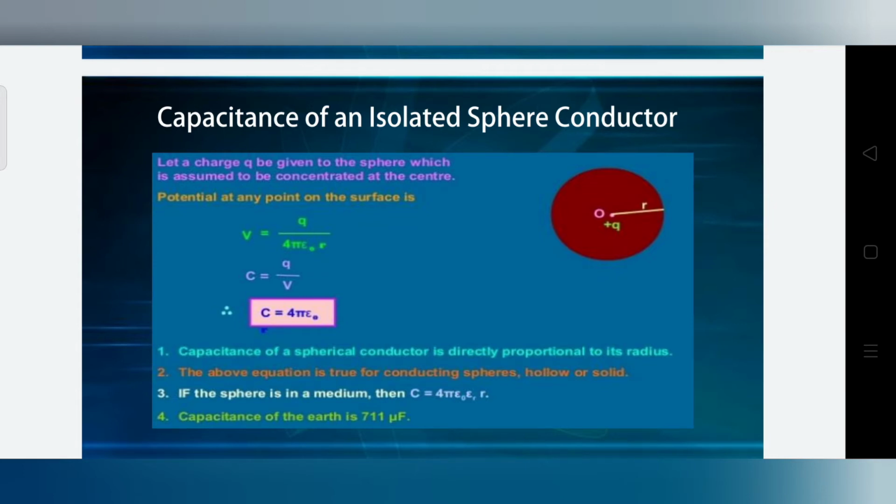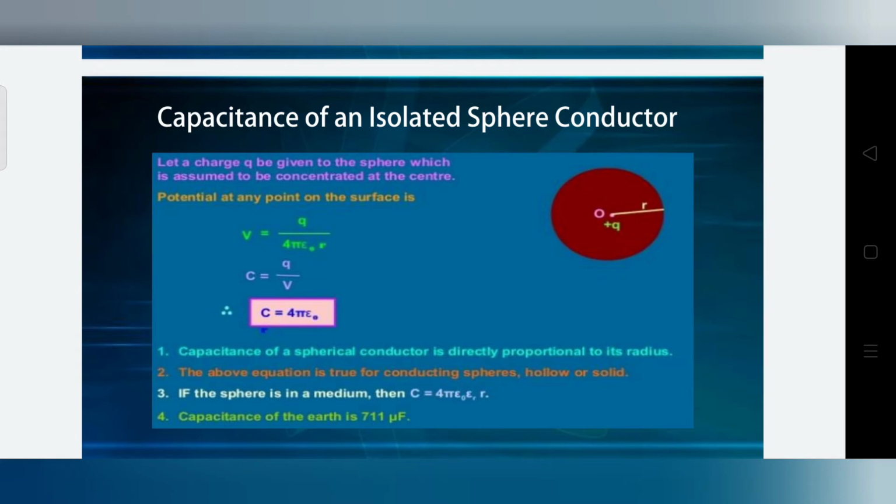C is equal to Q divided by V. So we can substitute the capacitance value. Then we get C is equal to 4 pi epsilon naught R. Okay. Capacitance of a spherical conductor is directly proportional to its radius. And then the above equation is true for a conducting sphere, hollow or solid.